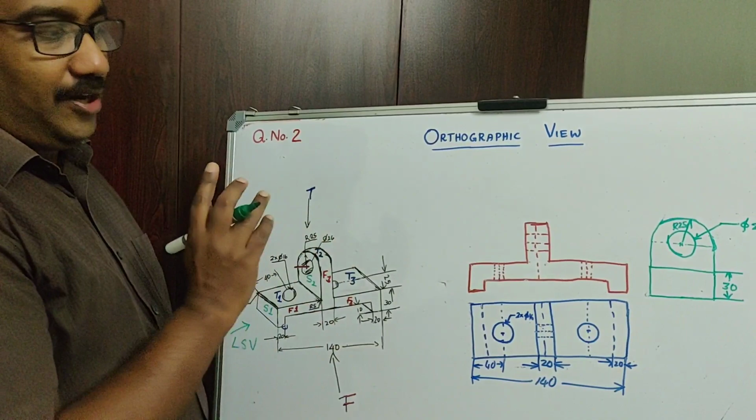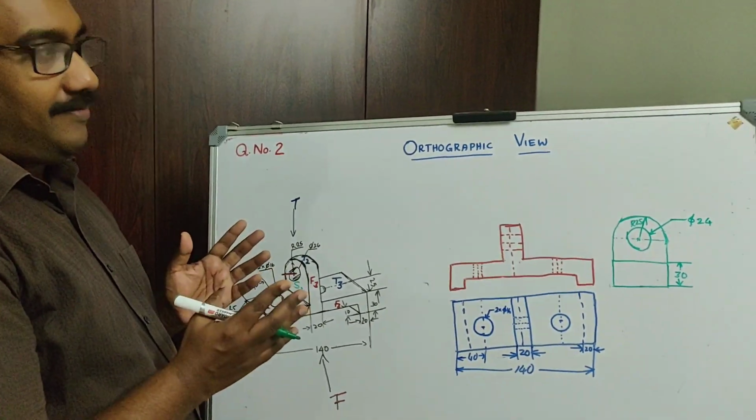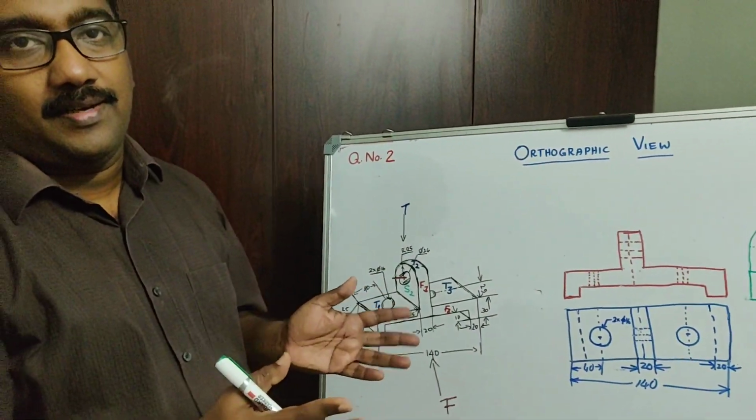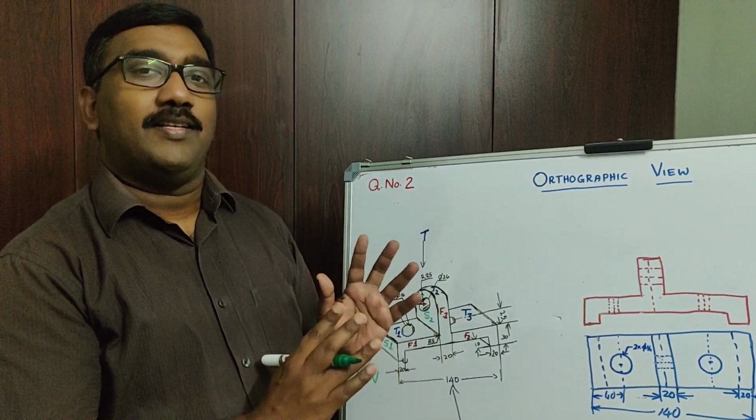So now we got top view, front view and side view. So by this, how to convert isometric projection to orthographic projection is very clear.